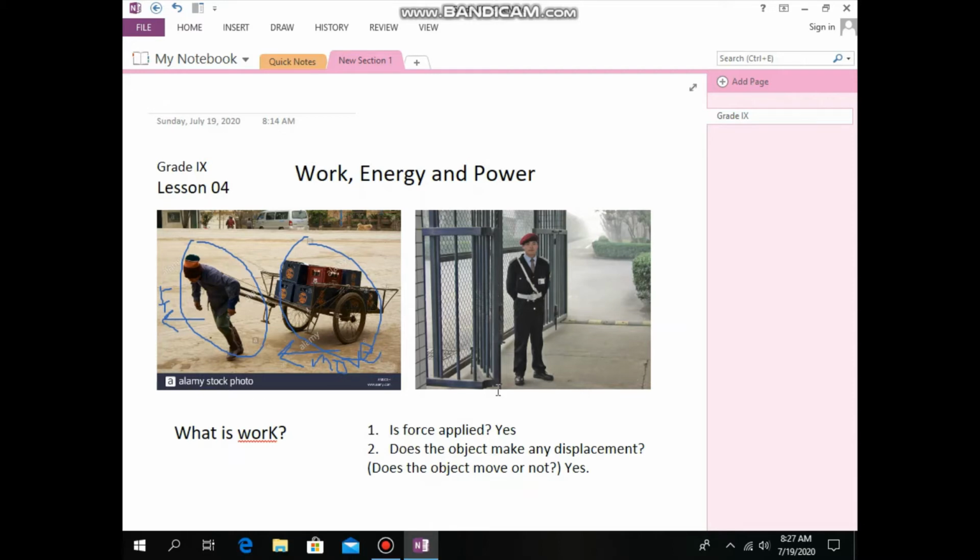He's applying force. Yes. And does he make any displacement? Well, does he move? No, definitely not. He is not making any displacement. Although he is applying force, he is not making any displacement. So the answer to the first question is yes, and the answer to the second question is no. So is he doing any work? No, he is not doing any work, at least in terms of physics.